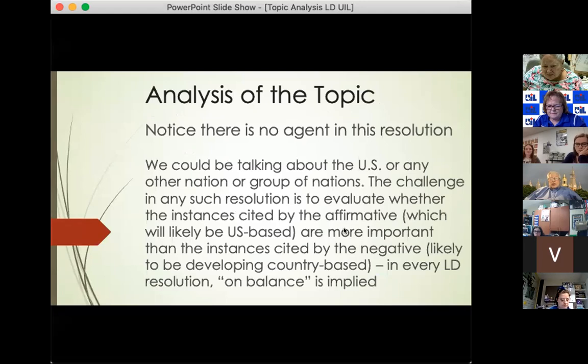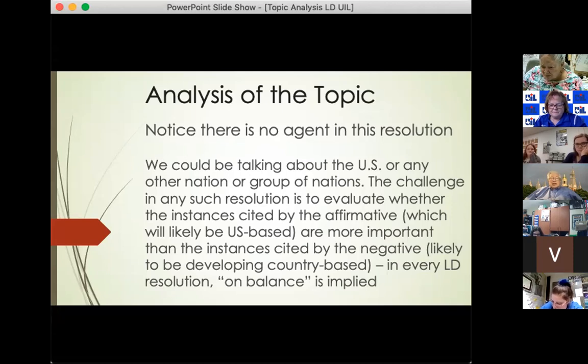The best place to start in analyzing the topic is to think overall about what you know and what you don't know about the resolution. So first of all, notice with the wording of the resolution, there's no agent. That's very common in Lincoln-Douglas debate because we're focusing on values. But even though there's not an agent, very often the resolution is limited to the United States or to the state of Texas or to some group of countries. But in this case, it is not, which means there will be affirmative and or negative teams that will focus on the United States and others that will focus on developing countries, et cetera.